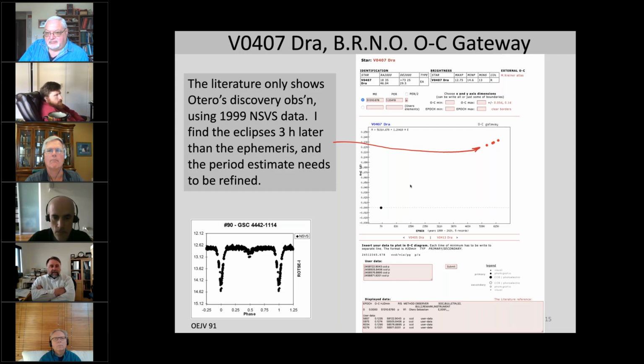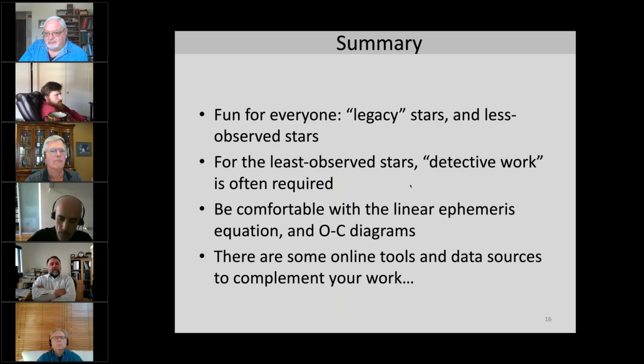So that is a very quick run through, probably too quick, of the rationale and the methods that I use to tackle these stars that have uncertain predicted eclipse times. But just to summarize, for eclipsing binaries, I'd say there's fun here for everyone. You can observe legacy stars, or you can observe less observed stars. Each have their own merits.